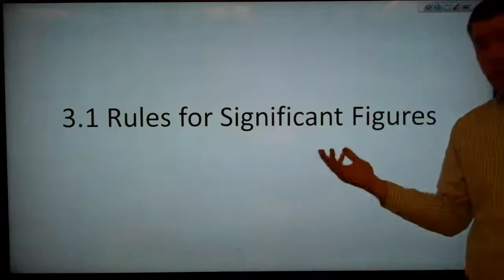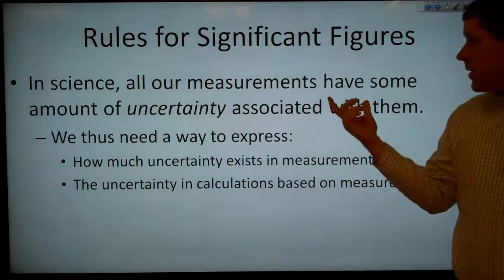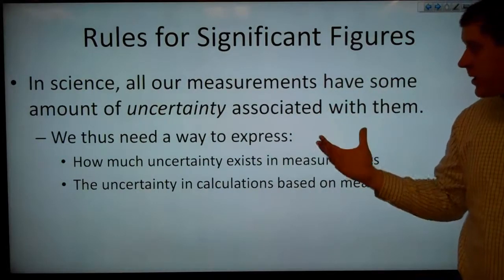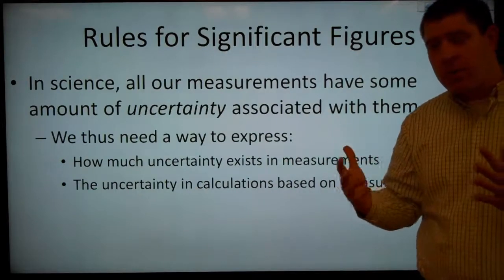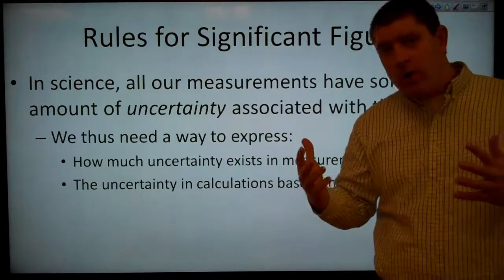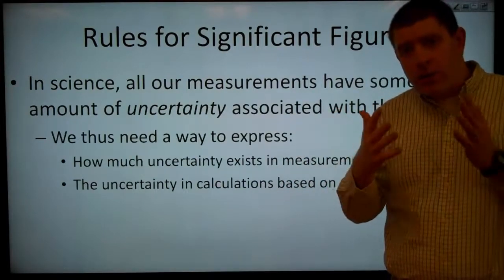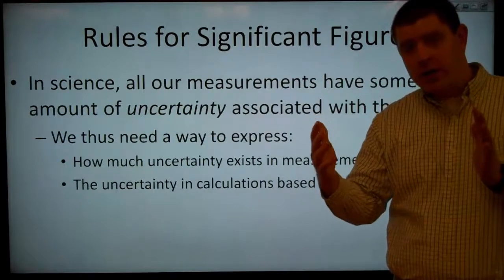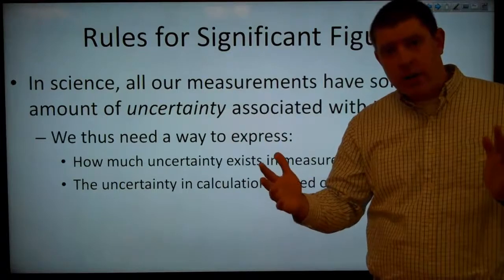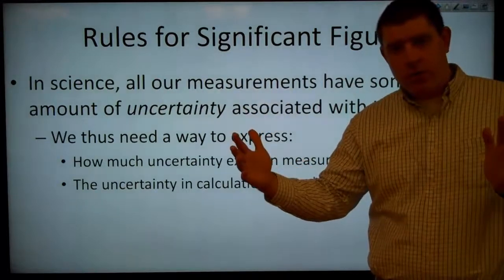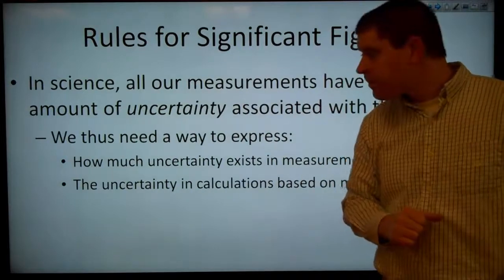Welcome to Rules for Significant Figures. So in science, all of our measurements have some amount of uncertainty associated with them. We're not totally sure about our measurements, and that's not because we are doing something wrong with our techniques. It's just that ultimately we're always physically limited by comparisons of some object against some other object, and we're never perfect with those. We can't ever be totally certain that our measurement is exactly right.